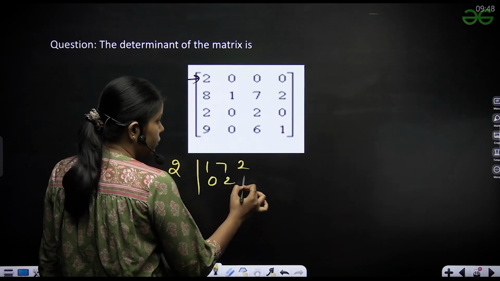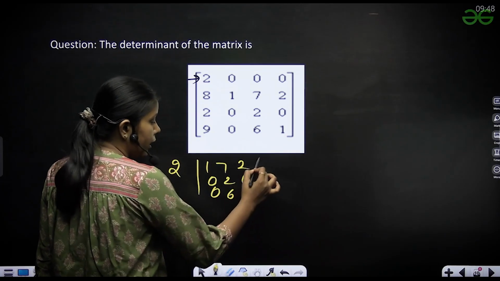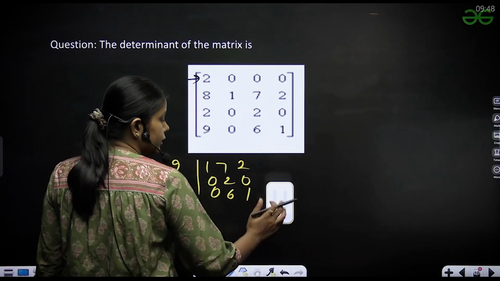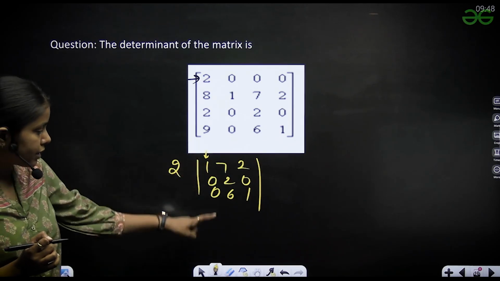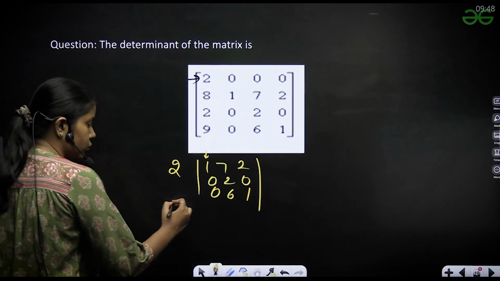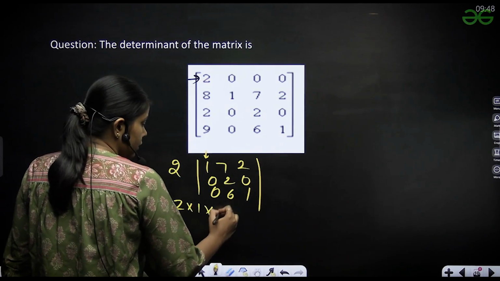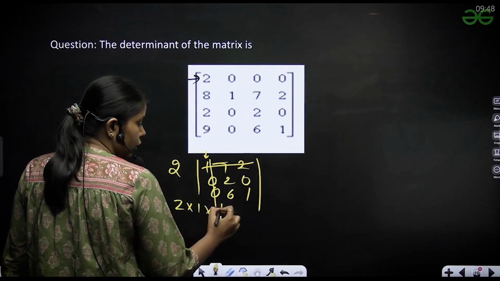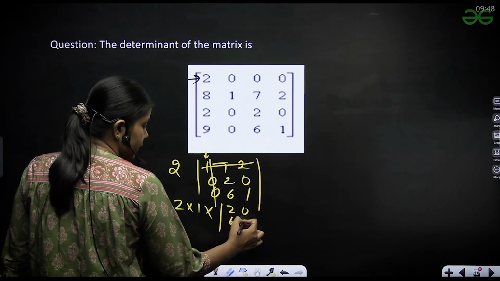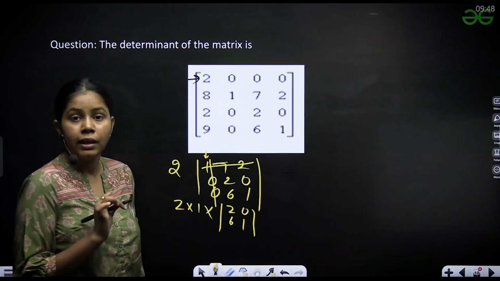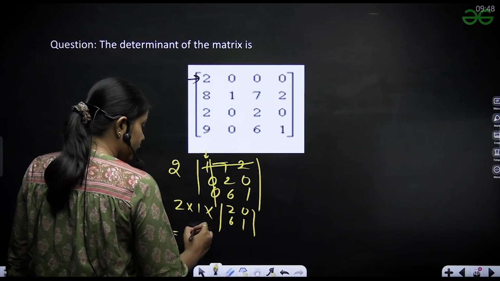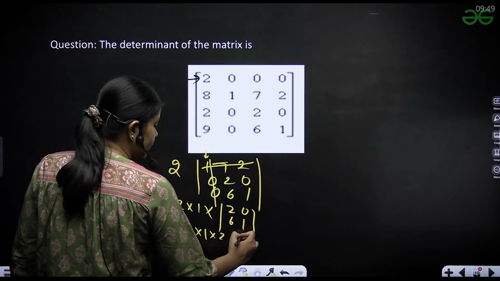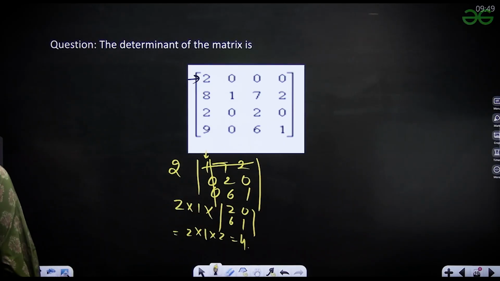172 020 061. Now again I need to expand this 3 cross 3 determinant, so I'll use this particular column. Why? Because it has 2 zeros. So 2 into 1 into this row gets removed, this column gets removed, and you would get 2061. In this particular row we do not have any other non-zero entry. So 2 into 1 into 2, we get the determinant as 4. So here the determinant is 4.